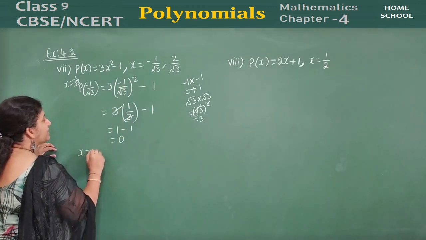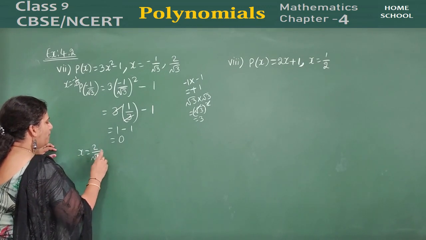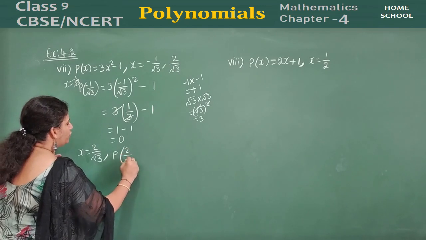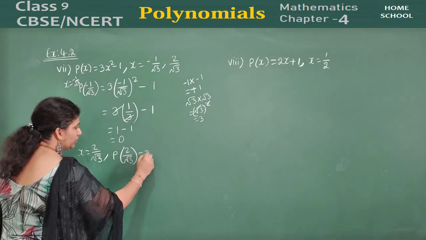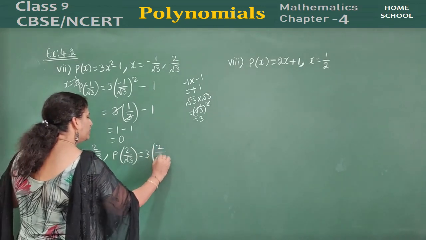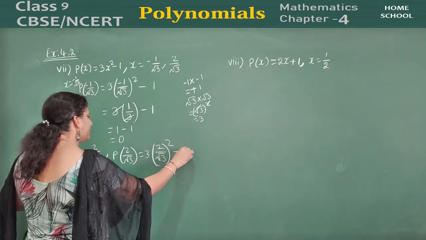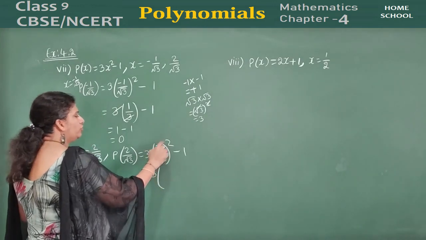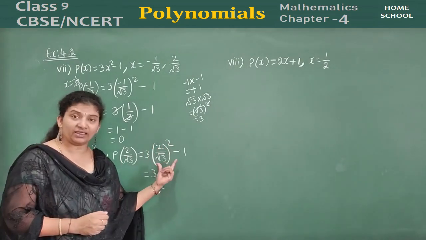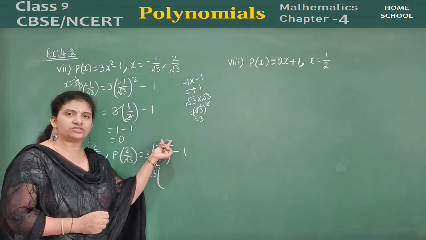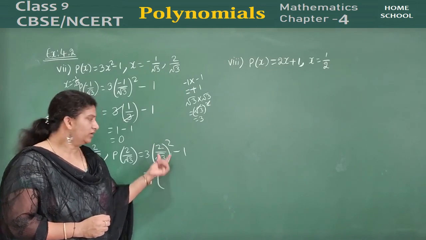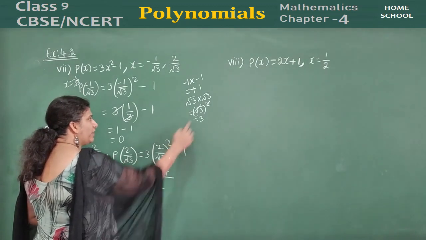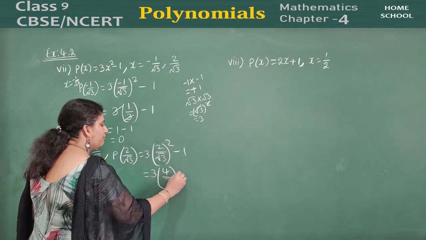Now take x is equal to 2 by root 3. So what is the polynomial? P of 2 by root 3 is equal to 3 into (2 by root 3) whole square minus 1. So now 3 into 2 whole square. If there is a whole square there, what do you need to do? This square you split for numerator and also denominator. 2 square is how much? 2 2s are 4. (Root 3) whole square is 3, minus 1.